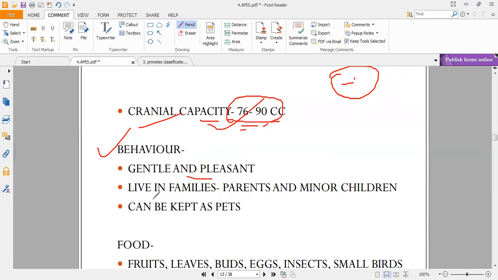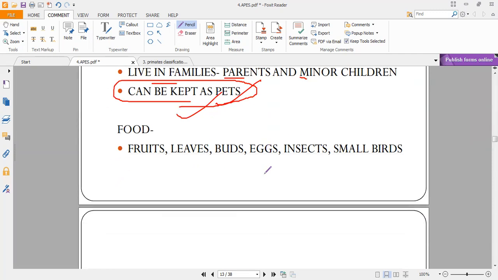Normally, we can find them living in families, along with parents and minor children. They can be kept as pets also, but we should not keep them as pets. But they can be kept, which shows that they have a very gentle and pleasant behavior. They are not very aggressive. If you talk about food, they eat almost all omnivorous food items, for example fruits, leaves, bugs, eggs, insects, small birds. Whatever they find on the branches of the trees, mostly they consume as food.